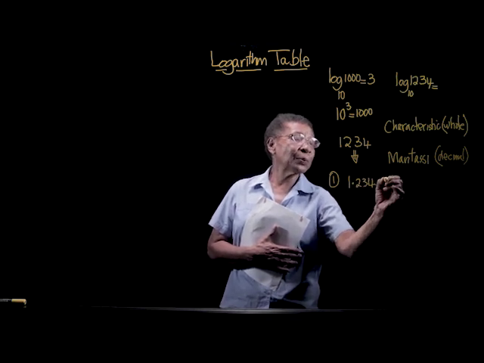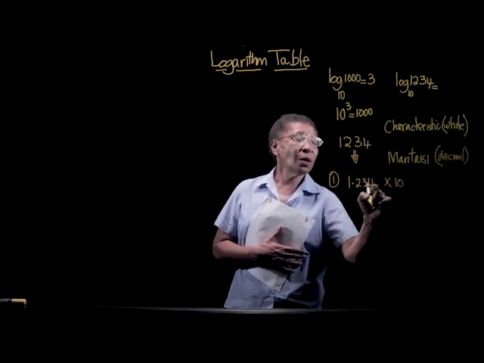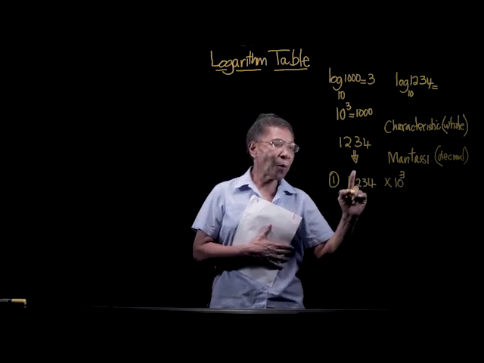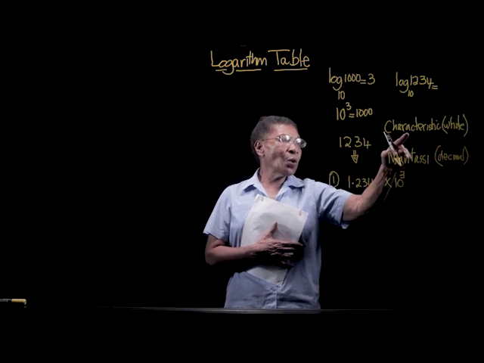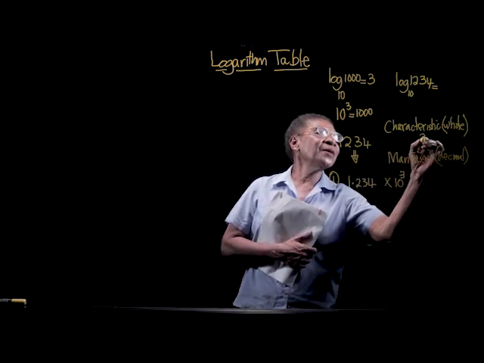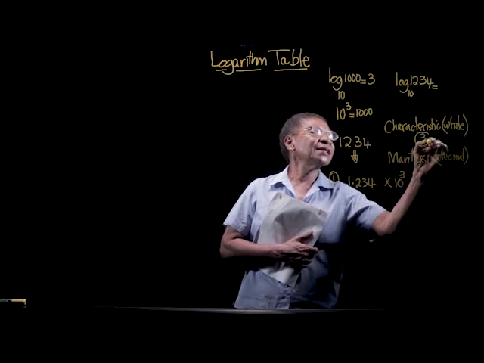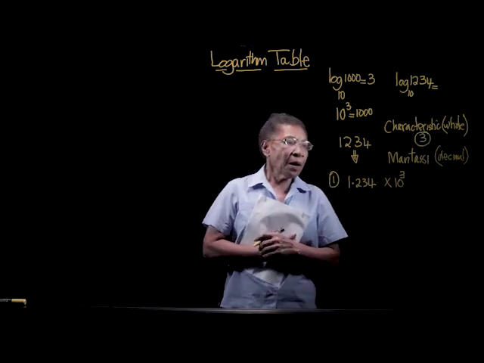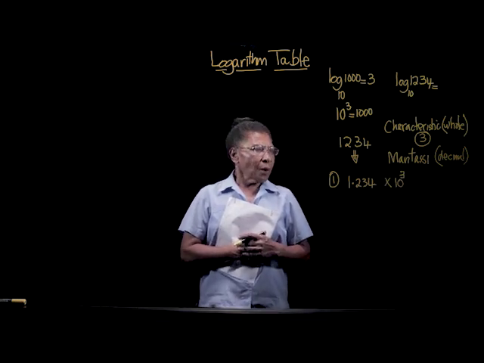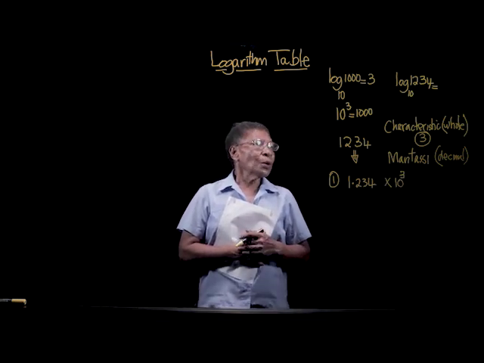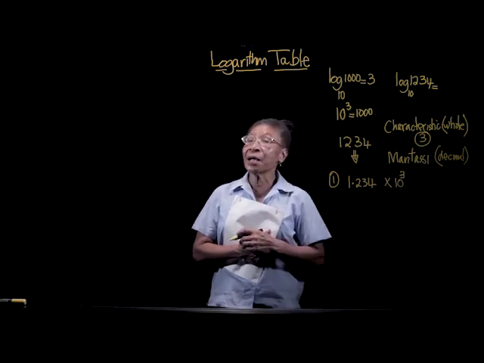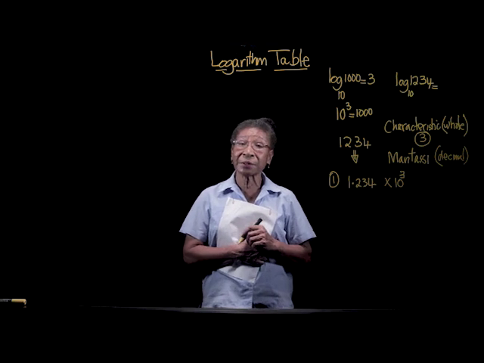So I go 1.234, and I multiply that by 10 raised to the power of 3. The whole number that I have to obtain is 3. I will write it nicely under there, and I could circle this as well. That is not a problem with the whole number. I have a problem now: how am I going to calculate the decimal number?